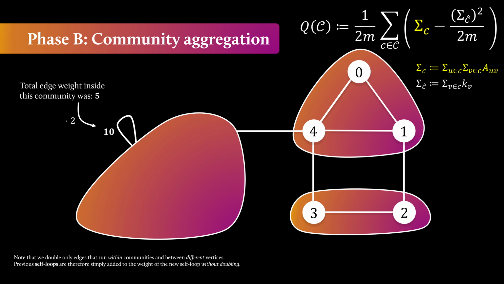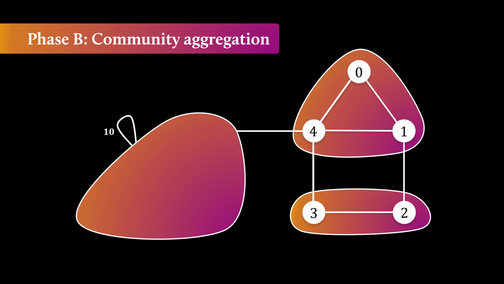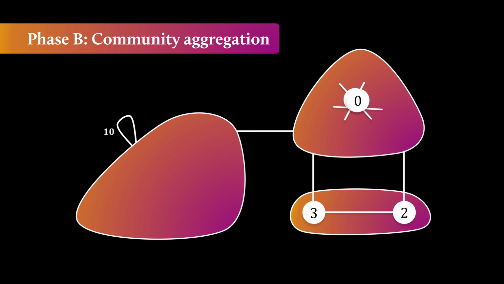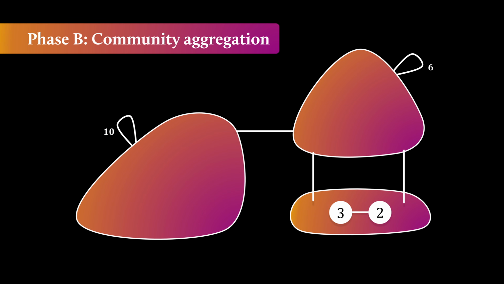The current phase is just for community aggregation. Modularity only changes in phase A. Do the same thing with the other 2 communities and we end up with this graph.